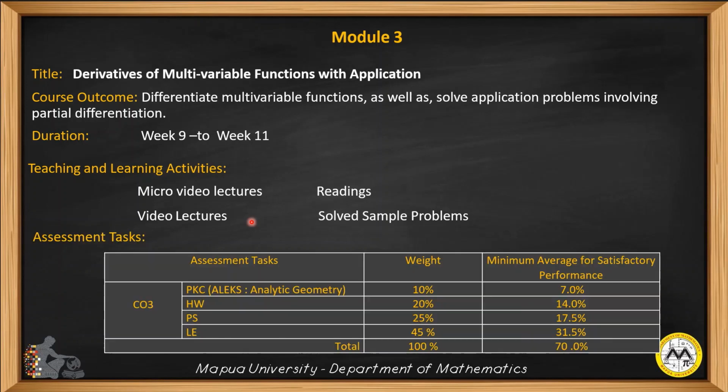The assessment tasks, again, we have PKC on ALEX, but now on the area of analytic geometry. Then we still will have the homeworks, problem set, long exam, with weights given as follows: 10%, 20%, 25%, 45%, for a total of 100%. And again, a student should average at least 70% in all of these assessments to earn a passing mark.